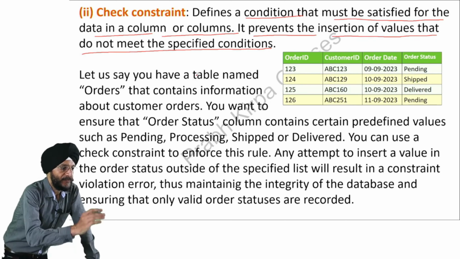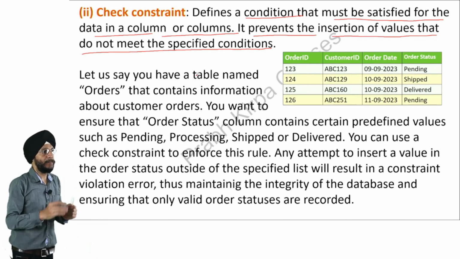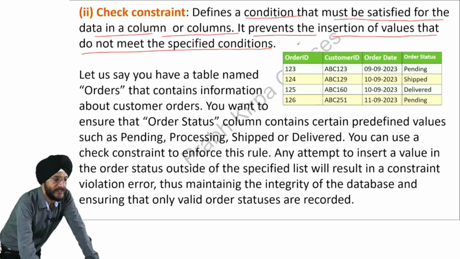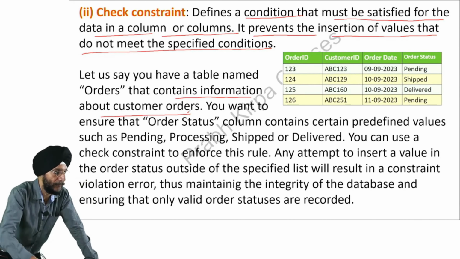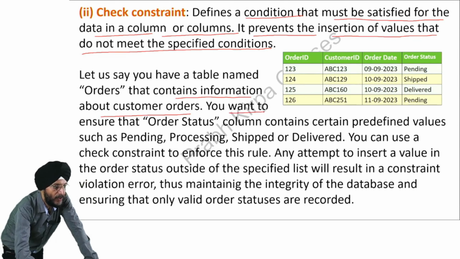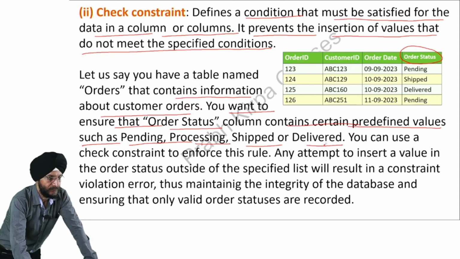We will now understand the same with the help of an example. Suppose you have an orders table. This table contains information about customers' orders, which are placed by the customer from time to time. You want to ensure that the order status column contains certain predefined values such as pending, processing, shipped or delivered.